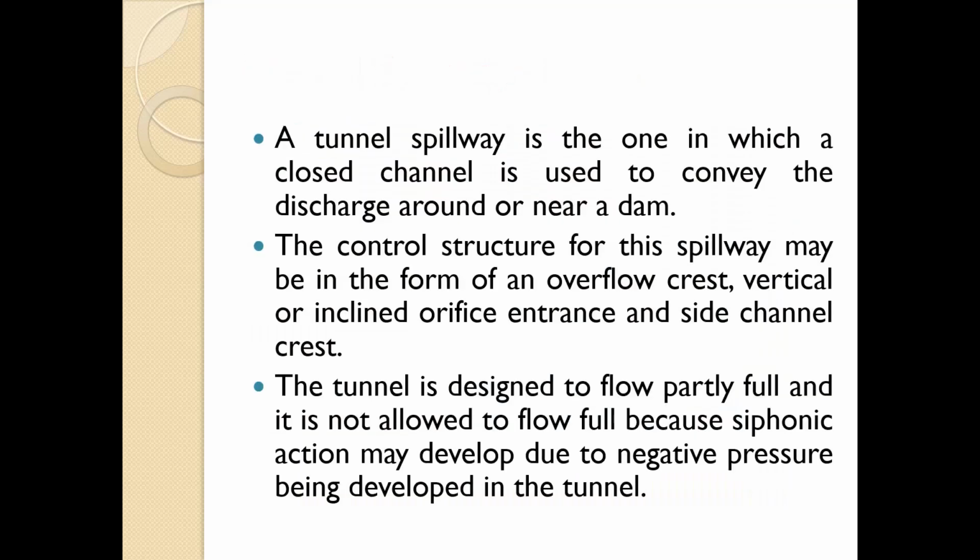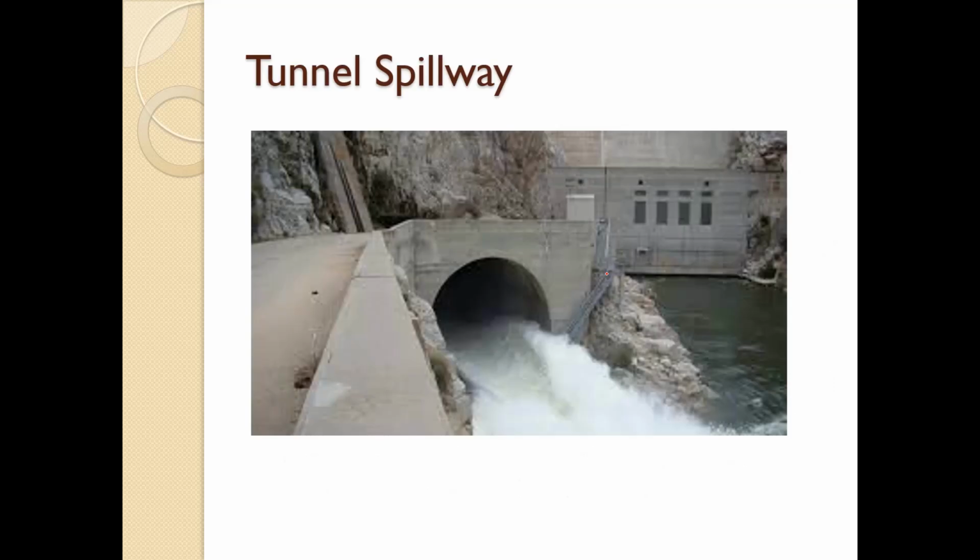Now the tunnel spillway. A tunnel spillway is one in which a closed tunnel is used to convey the discharge around or near a dam. The control structure for this spillway may be in the form of an overflow crest, a vertical or inclined orifice entrance, or a side channel crest. A tunnel is designed to flow partly full, and it is not allowed to flow full because siphonic action may develop due to negative pressure being developed in the tunnel. So this is basically the tunnel, which allows the water to flow.